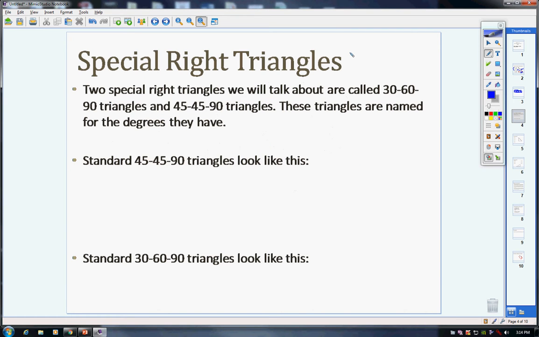Let's talk about special right triangles. There are two special right triangles that we talk about, and they're called 30-60-90s and 45-45-90s. The reason why we call them that is because when you draw a 30-60-90 and a 45-45-90, that is what their angles are. And that really doesn't look like a 45-45-90, but you probably learned in geometry that you don't trust the picture, you trust the numbers. And then this one would be a 30, 60, and of course a 90. And that's why we call them that, because of their angle measures.